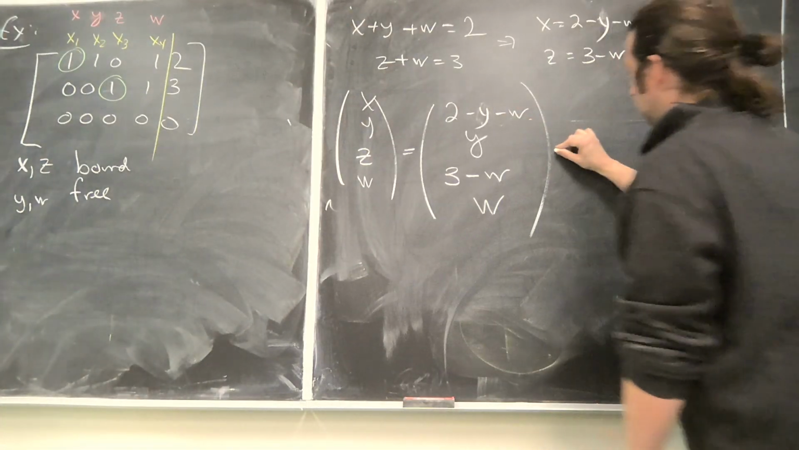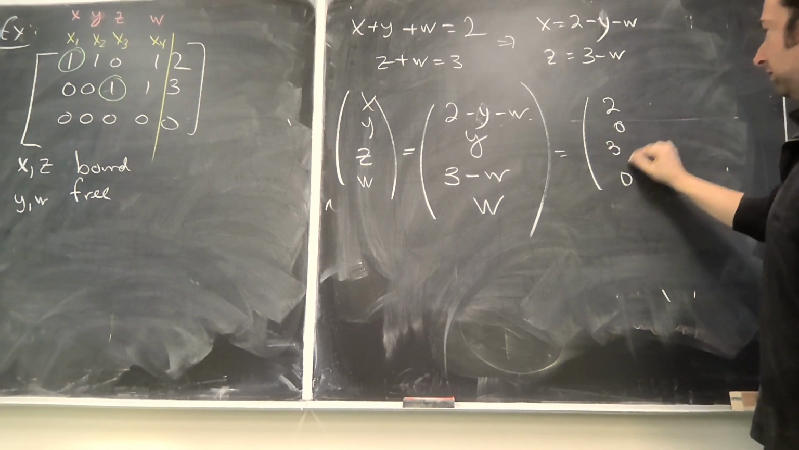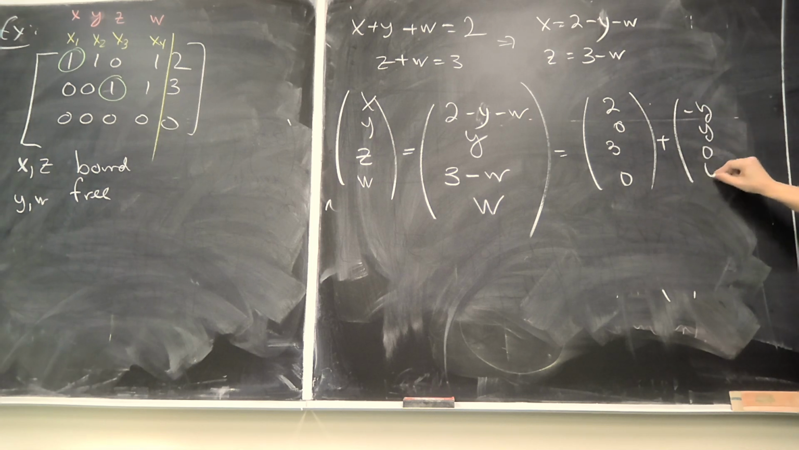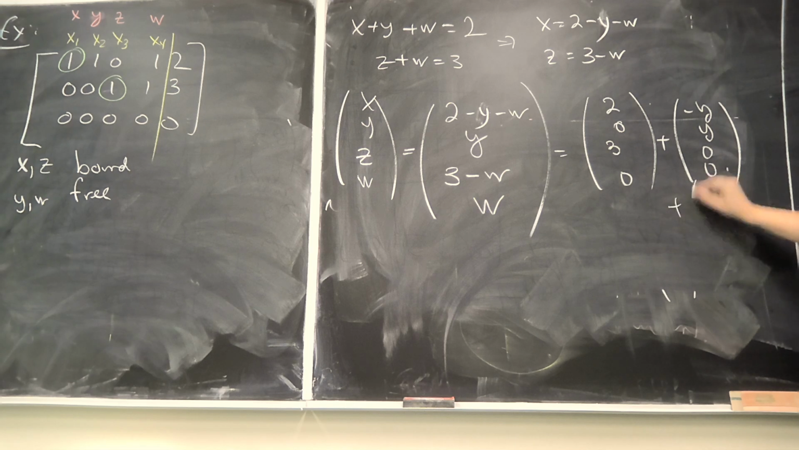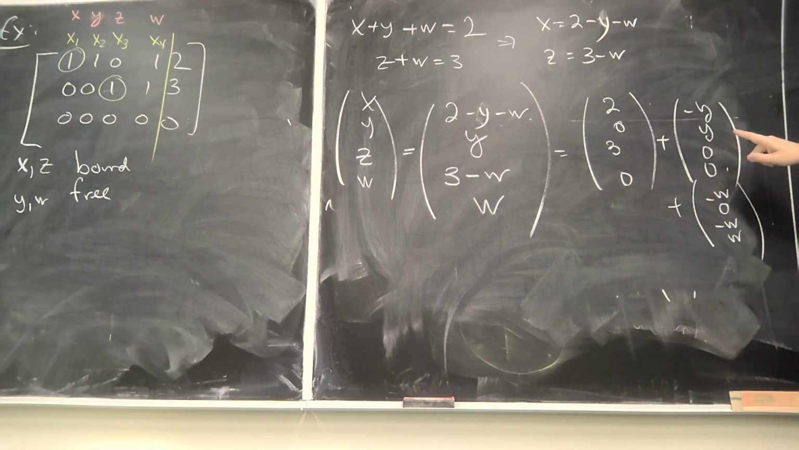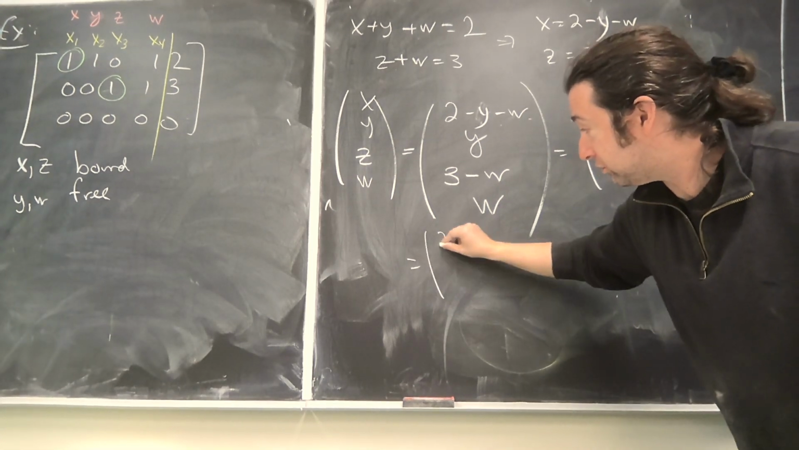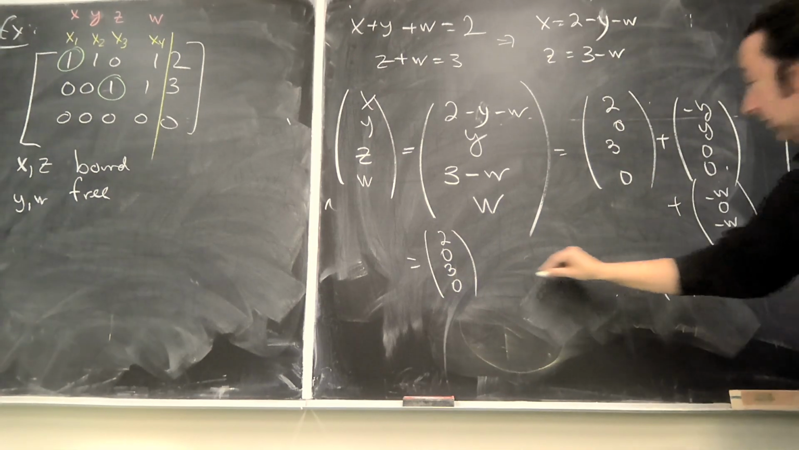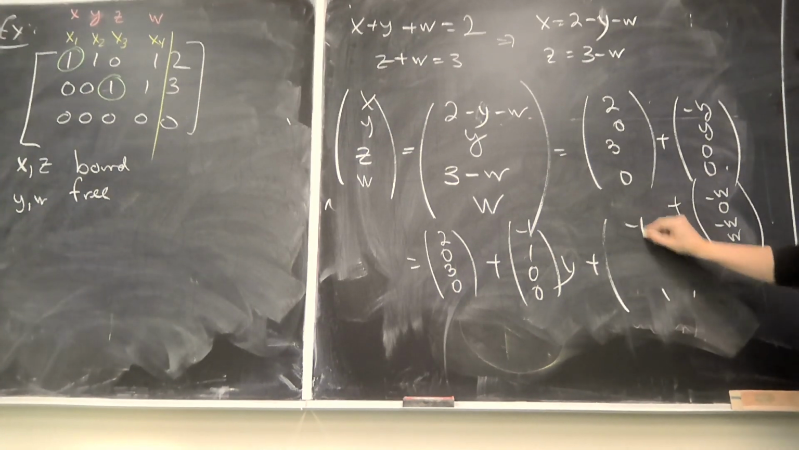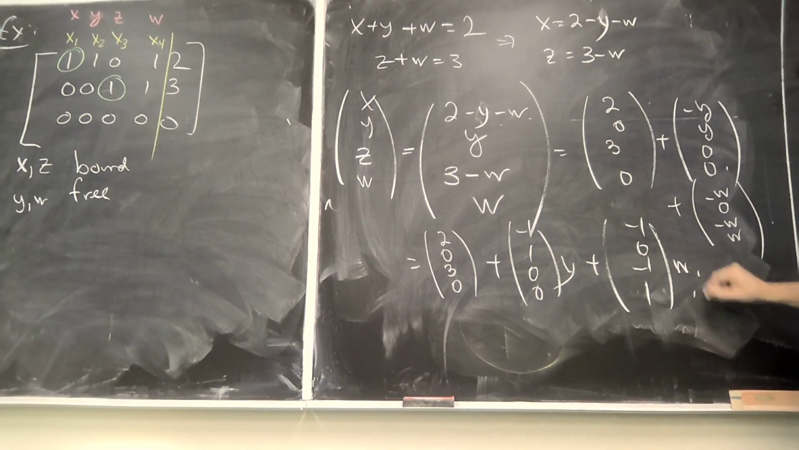So if you're going to finish pulling this apart, 2, 0, 3, 0, that's your sort of location vector, plus the vector minus y, y, 0, 0. There's your y vector. Plus the vector minus w, 0, minus w, w. The idea is if I took these 3 vectors and put them back together again, I'd get this. But I've got a numerical vector, a vector that a y could be factored out of, and a vector that a w could be factored out of. And so the result is the numerical vector 2, 0, 3, 0 that's always there, the vector -1, 1, 0, 0 times the parameter y, plus the vector -1, 0, -1, 1 times the parameter w.